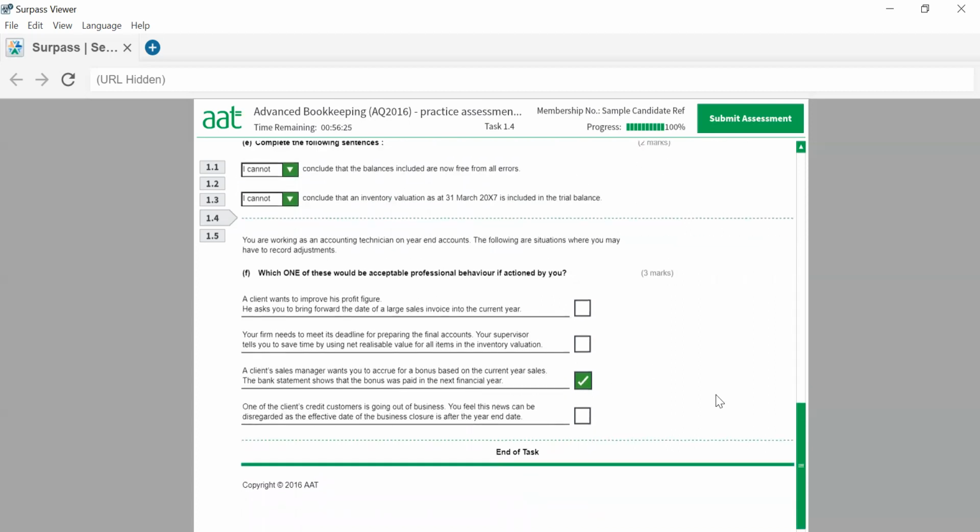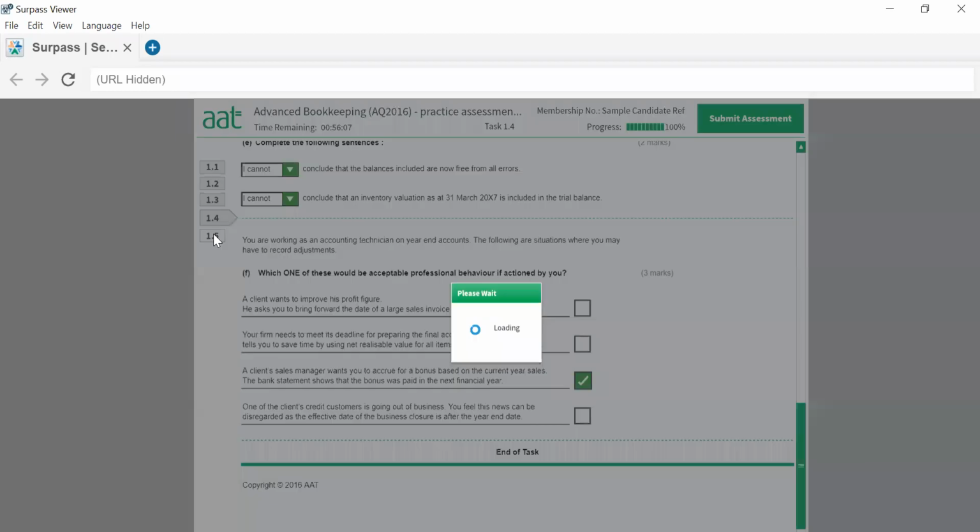3 marks. What's that one there? One of the client's credit customers is going out of business. You feel this news could be disregarded as the effective date of the business closing is after the year end. That would be unacceptable, wouldn't it? Because you need to recognise it, yeah? Because you know it's going to happen. 1.5.